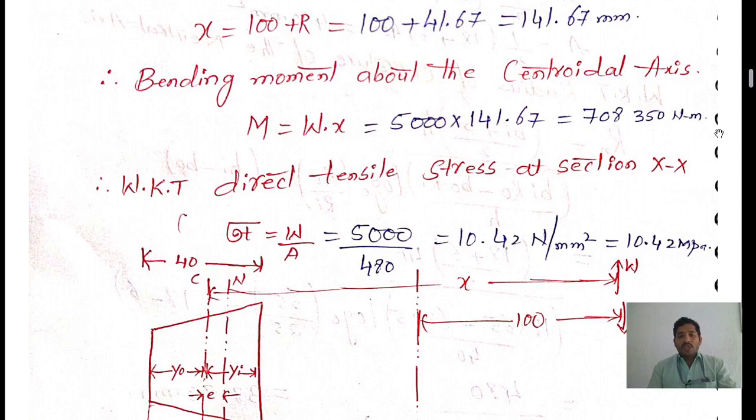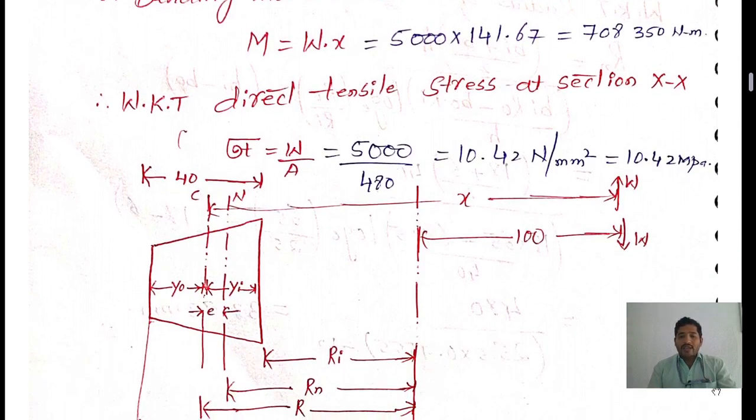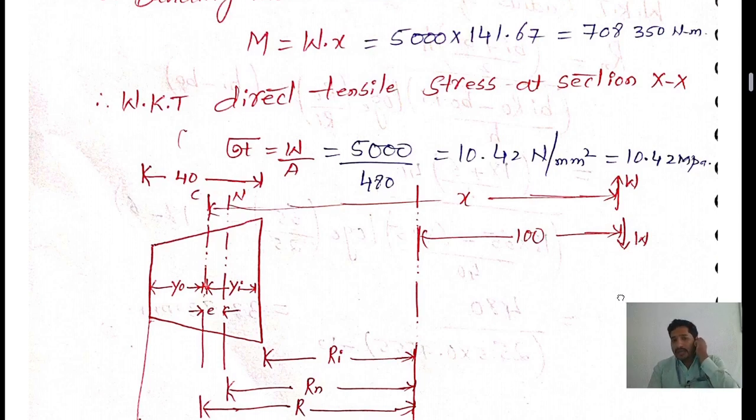After that, we want to find the tensile stress at the section x-x. For that, we use the formula: tensile stress is equal to load per unit area. How much load did we apply? 5000, divided by the area, which is 480. If you divide, you will get 10.42. The unit of load is Newton and the unit of area is millimeter square. We know that 1 Newton per mm square is equal to 1 megapascal. So we got the direct tensile stress.